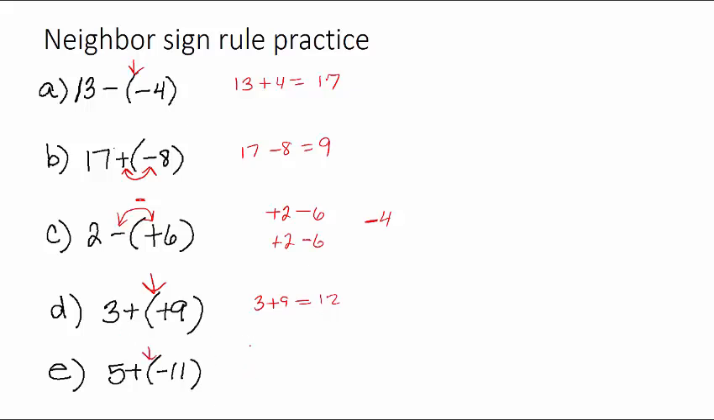Here the signs are different. We're going to keep the negative sign, so we have 5 take away 11. And let's think about mixed signs. So we have 5 positive, 11 negative. We're going to have negatives left over. 11 take away 5 is 6.